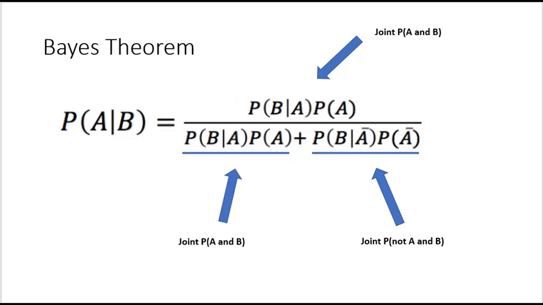So what I would like you to do is use this formula to solve the same problem. Fill in those probabilities that were given in the problem and see if you come up with the same answer. Again, the answer or the solution was 0.625.